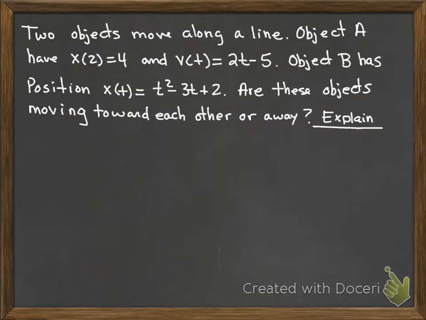So take a minute to read this question here. We've got two objects moving along a straight line. Object A is given a position and a velocity, and object B is given a position equation.